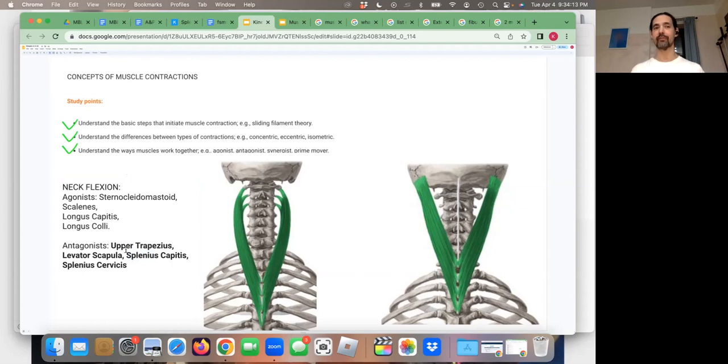So the muscles in the back for neck extension are the upper traps, the levator scapulae, the splenius capitis, and the splenius cervicis, or you can say the splenii muscles, right?